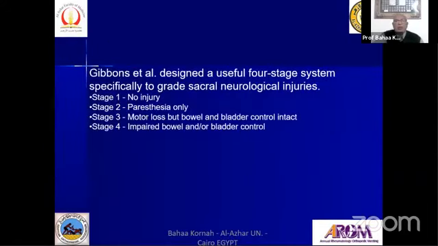What about the neurological injury? Gibson et al. designed a useful 4-stage system specific for the grade of sacral neurological deficit. In stage 1, the patient has a fractured sacrum with no neurological deficit. In stage 2, the patient presents with paresthesia only. Stage 3 is motor loss but with preserved bowel and bladder control, and stage 4 is impaired bowel and bladder control. This is by Gibson, the stages of neurological injury.